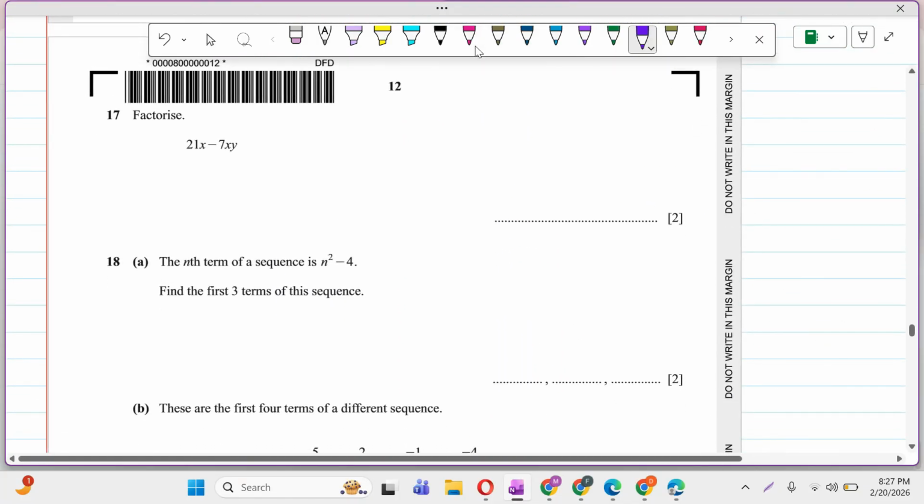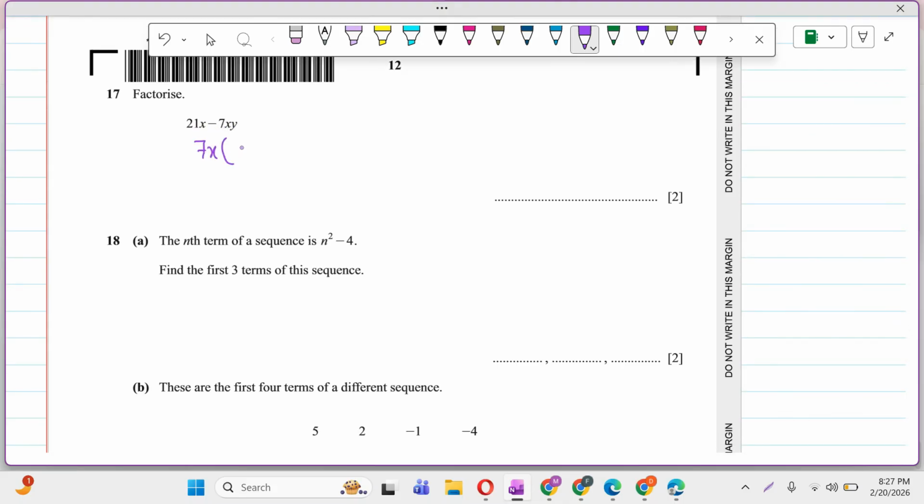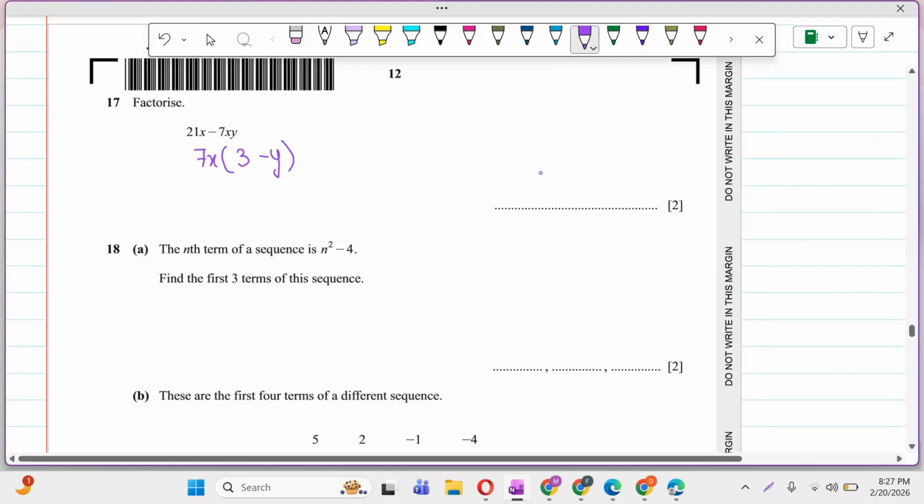Question number 17. Factorize 21x minus 7xy. So 7x can be taken common. When we take 7x common, the remaining factor will be 3 and this one will be minus y. So we have the two factors, which are 7x and 3 minus y.